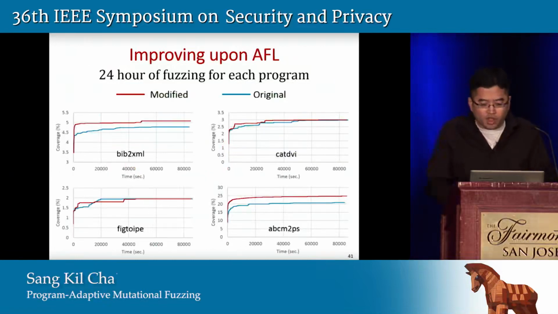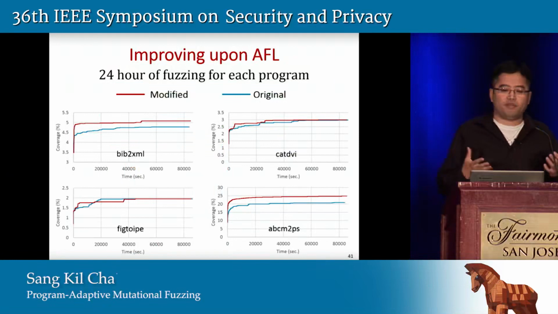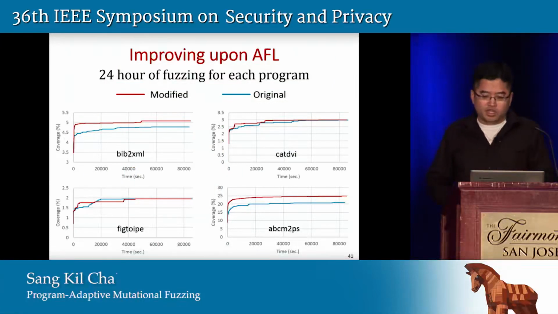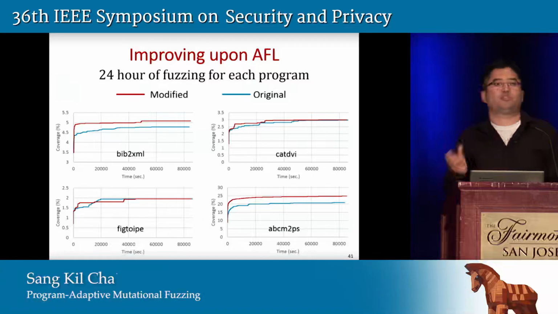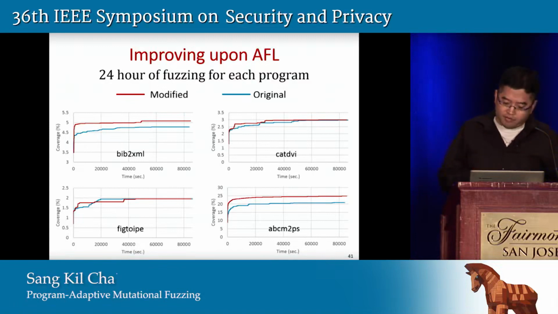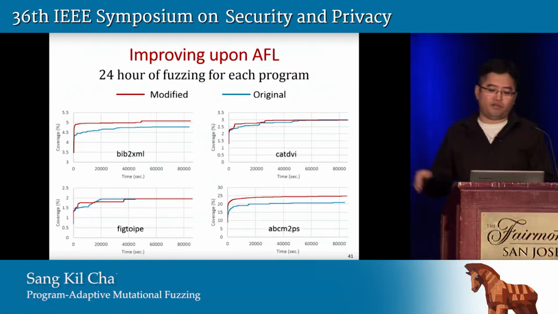Finally, we also applied our technique to AFL. Again, AFL is the state-of-the-art mutational fuzzer. And in order to do this experiment, we replaced the bit flipping-based mutation algorithm of AFL with our own algorithm, SimFuzz's own algorithm, and ran both original AFL and modified AFL for 24 hours.